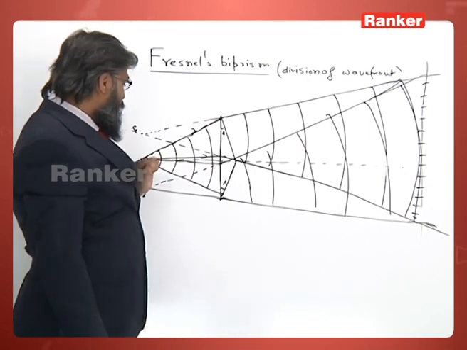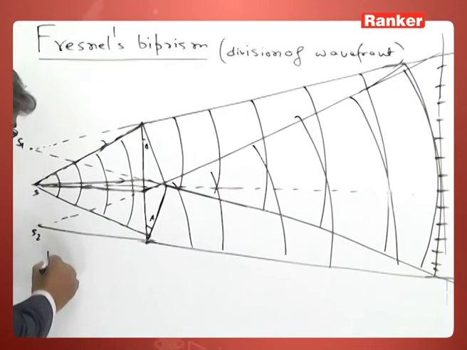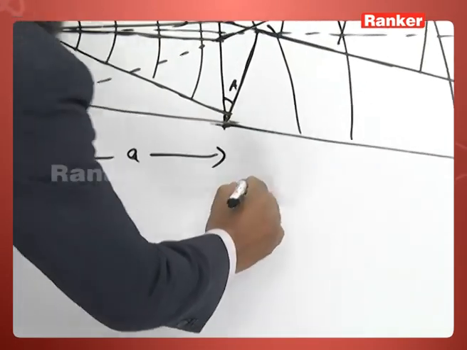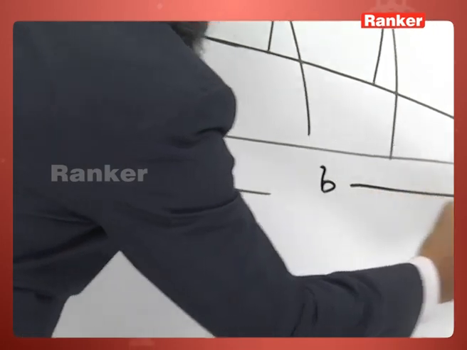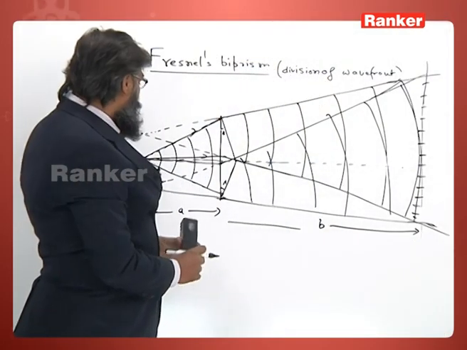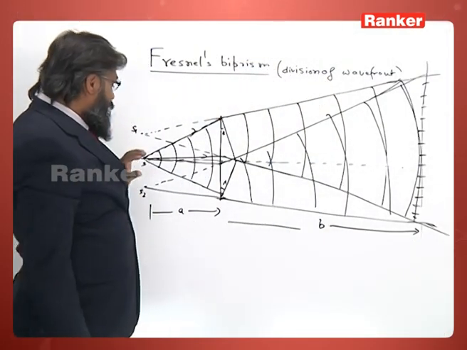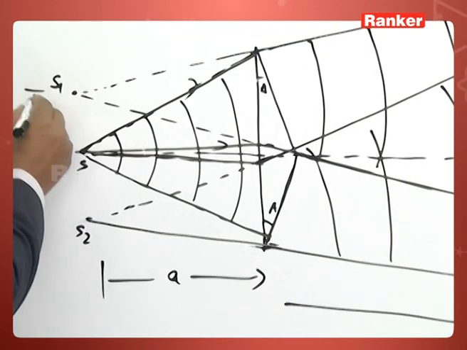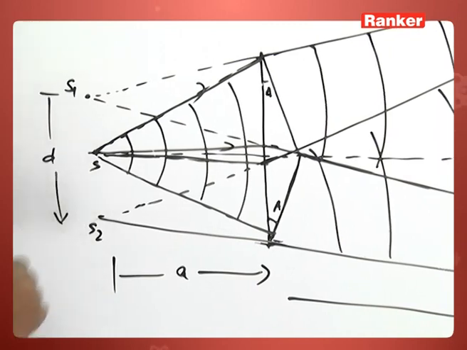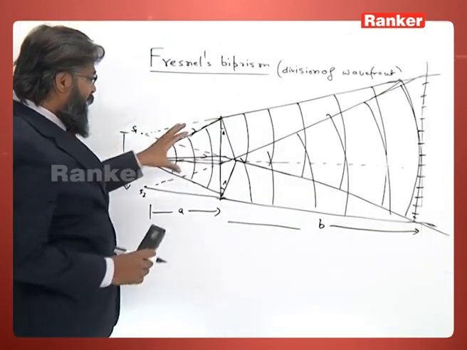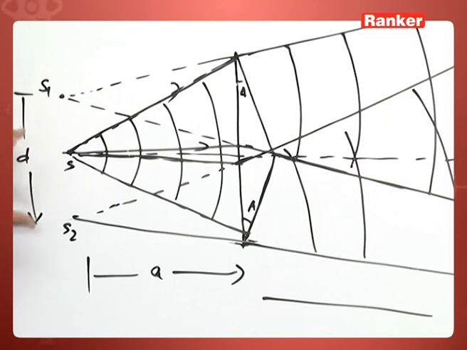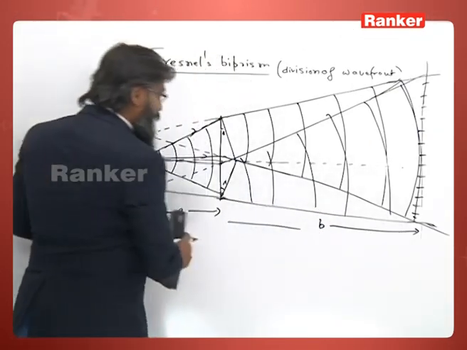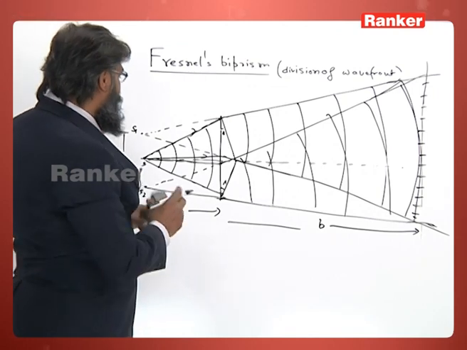So, now we will see what things are required to calculate. Let this distance be a and let this distance be b. First we will calculate the slit width d. This is our general terminology, d. In this experiment, the slit width will be d and the distance between the slit and the screen will be a plus b. Now let us calculate it.